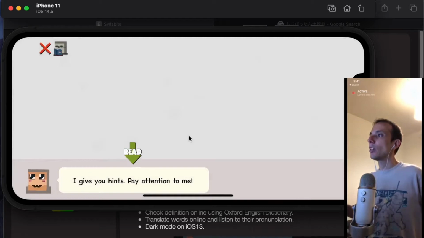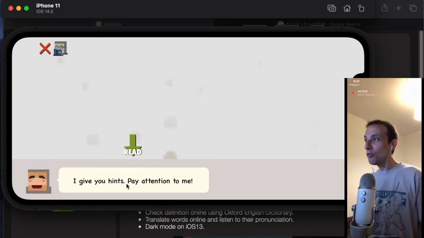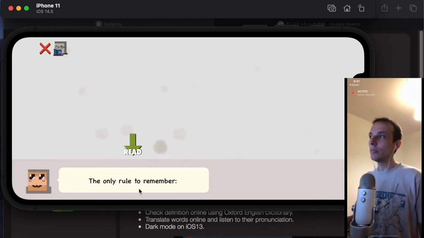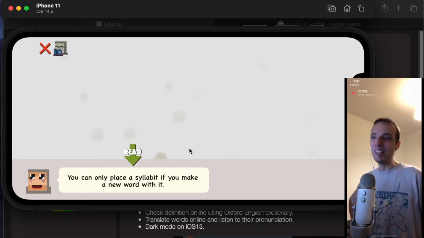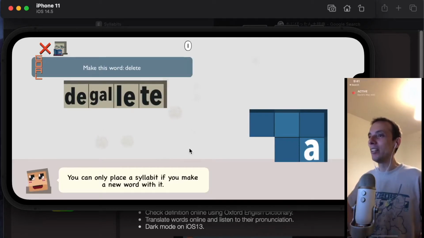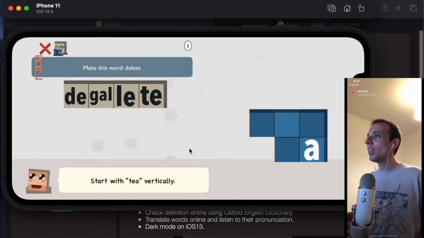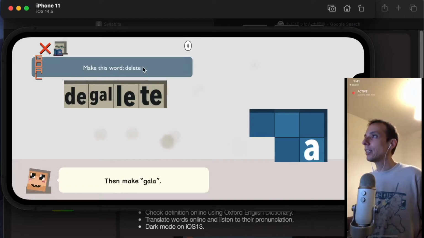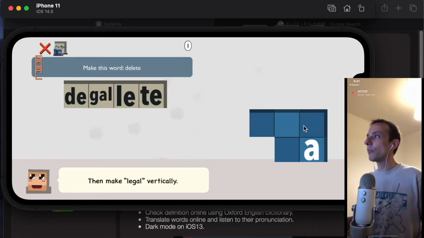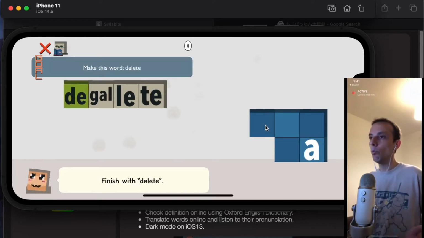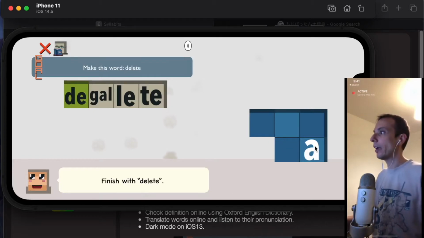Right. So read. I give you hints. Pay attention to me. Yeah, I'm putting this tutorial because I noticed, as I said, from indicator people were not really reading, so I'm putting a lot of arrows in this one. Start with T vertically. This guy is telling me I have to make the word delete, but delete only fits in these three blocks, right? So delete, but you cannot put the here by itself. You need to connect with this A.